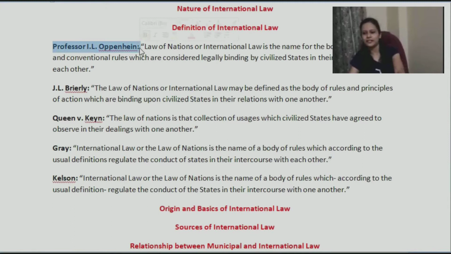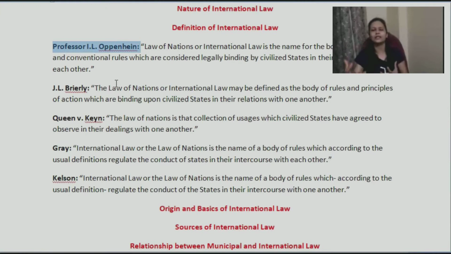All right. So the first definition that we have is the definition given by Professor I.L. Oppenheim. So how Oppenheim has defined international law: it is law of nations or international law is the name for the body of customary and conventional rules which are considered legally binding by civilized states in their intercourse with each other. That means we are a civilized nation or a country, right?